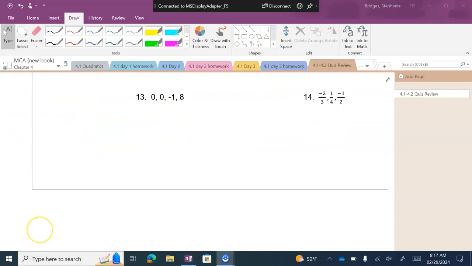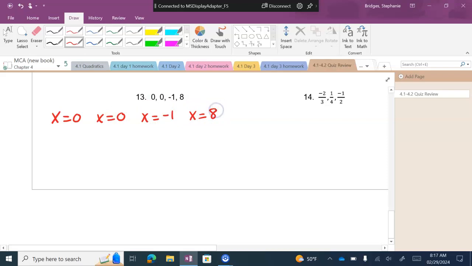Okay, so start. Okay, so remember the very first thing we're going to do is for each answer that they give, we're going to set it equal to x. So I'm going to do x equals 0 twice, x equals -1, and x equals 8. And then what we want to do is make each one of these equal to 0, but the first two are already equal to 0, right? So we don't have to do anything there, just bring those down.